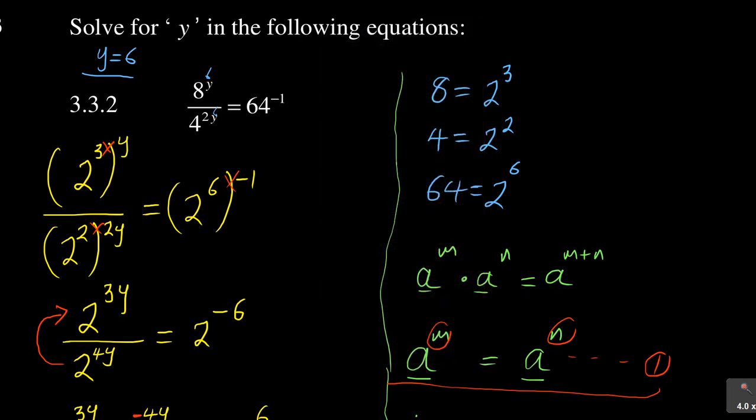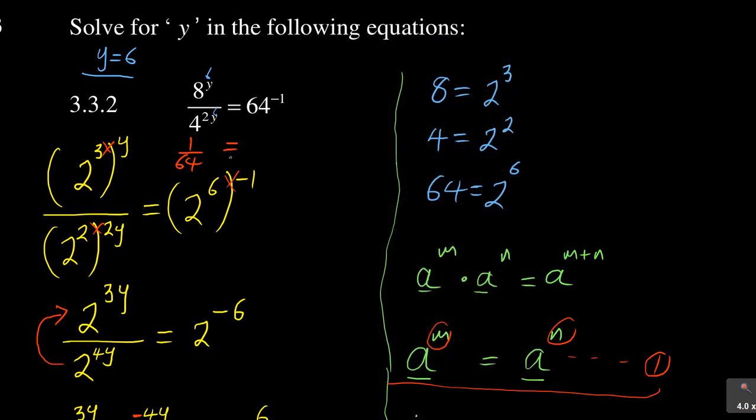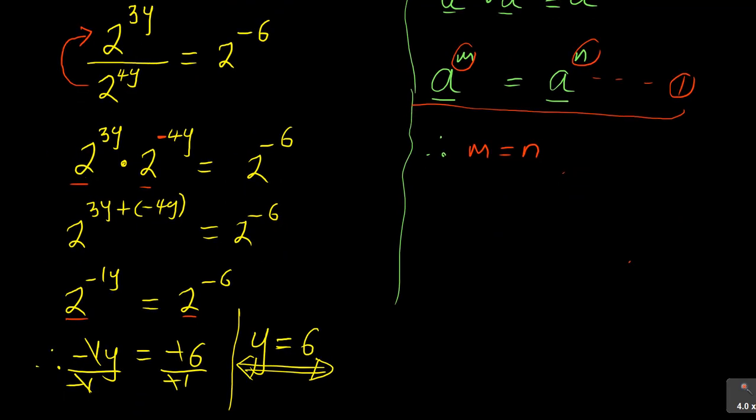So on my left hand side, I'm getting 1 over 64, equal to, on my right hand side, 64 to the exponent negative 1, which again is 1 over 64 here. So you can see that my left hand side is balancing with the right hand side, making that particular answer, y is equal to 6, correct in that case.